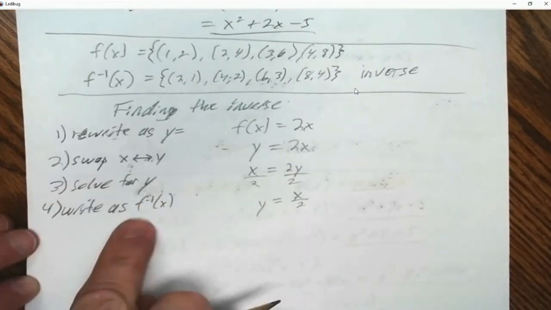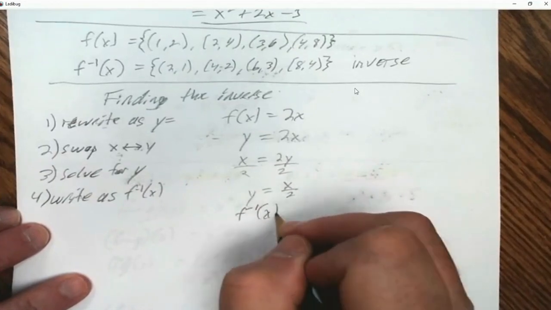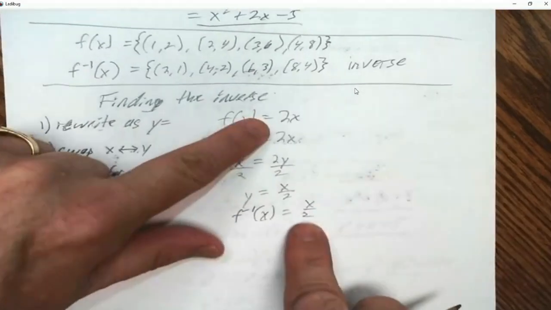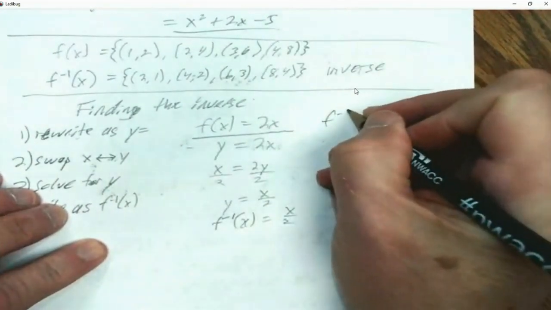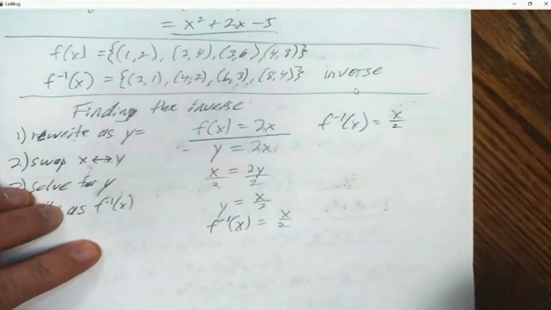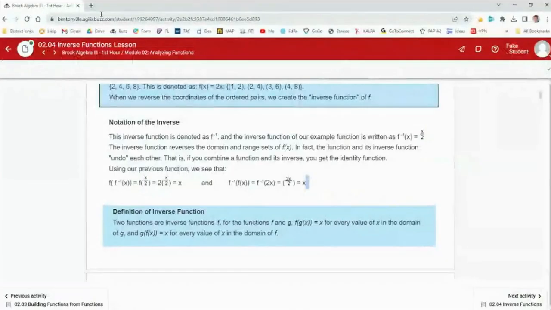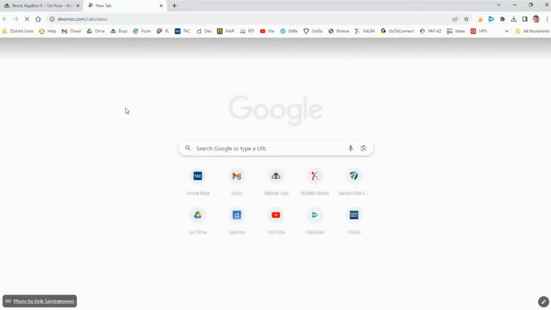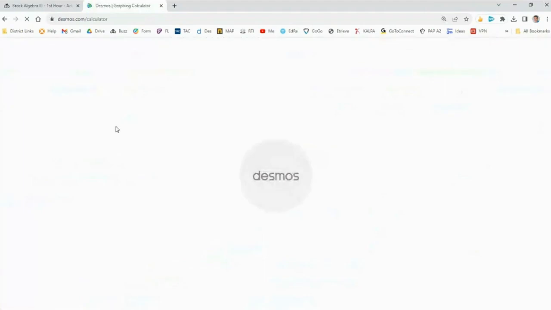4 steps. Write it as the inverse. So that means the inverse of that function is x divided by 2. These are inverses of each other. If f of x equals 2x, f inverse of x equals x divided by 2. Now let's look at something interesting there on Desmos. Let me go to Desmos. We're going to put these two functions in and see the graphs of it.